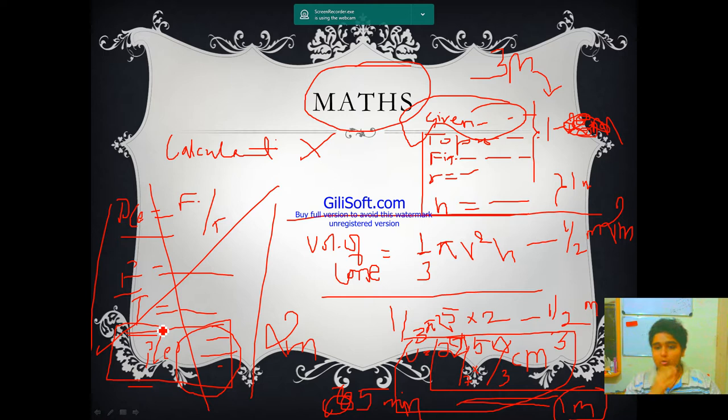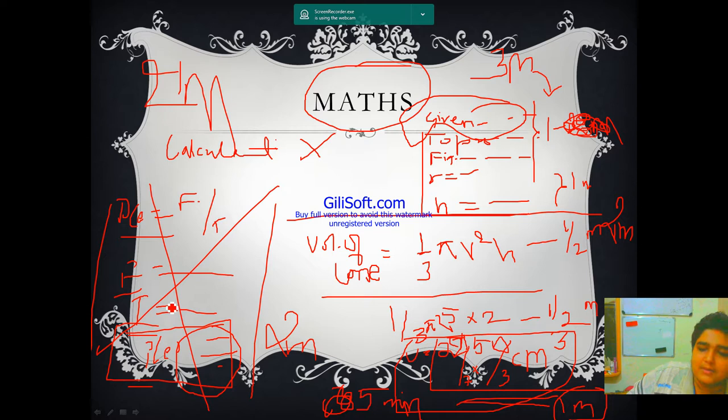You hardly spent maybe 1 minute in this question, or 2 minutes at most. Here you spent 5 minutes to get 1 mark. Here you spent 2 minutes to get 3 marks. Which is worth it? Okay. Now what you'll do is, next question gaya aapne.